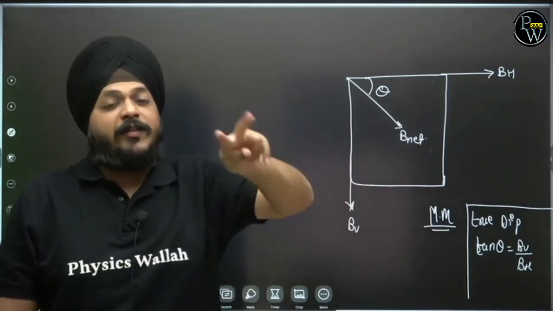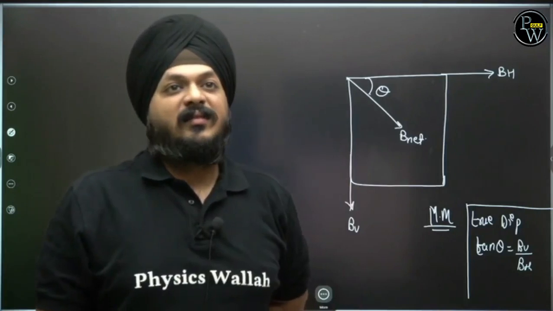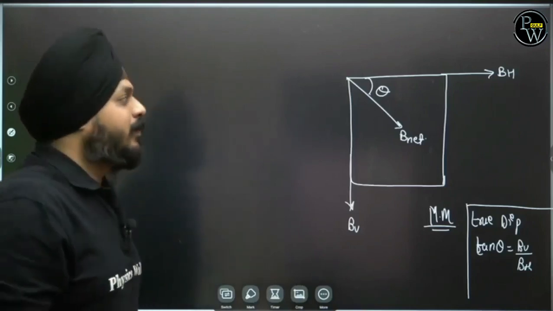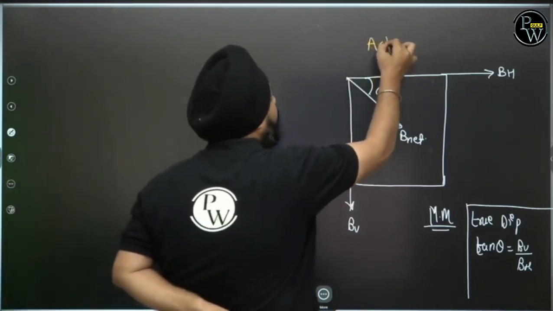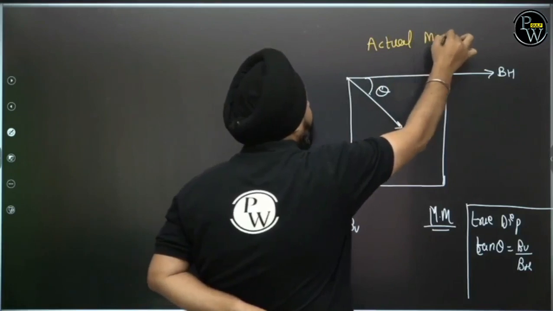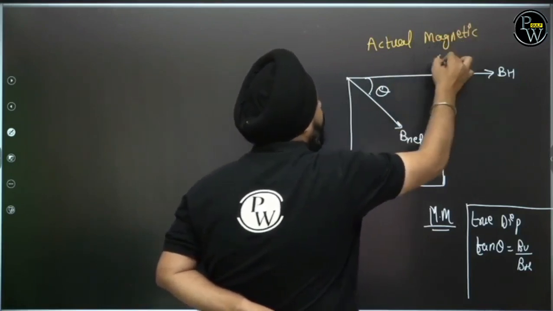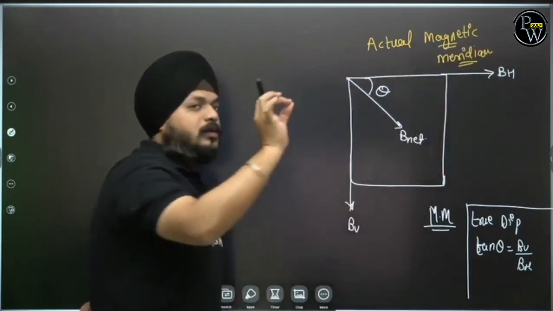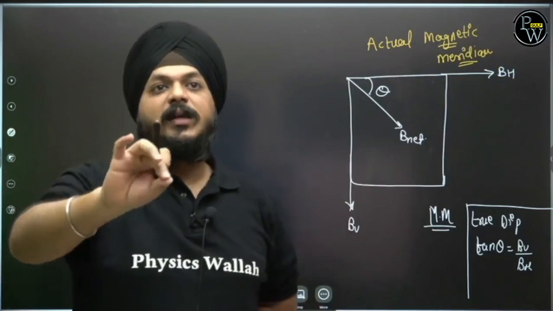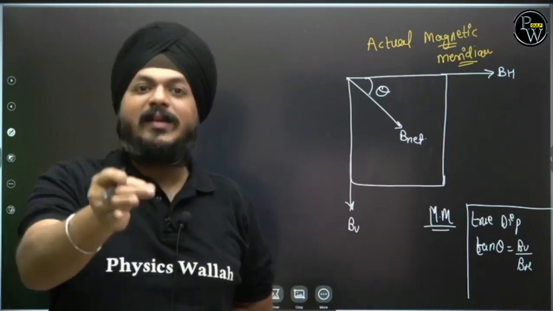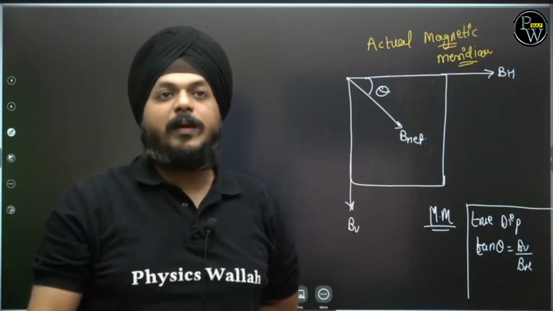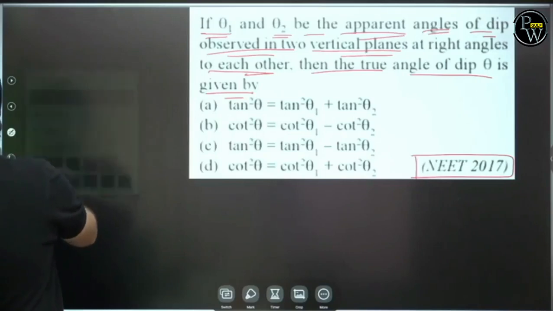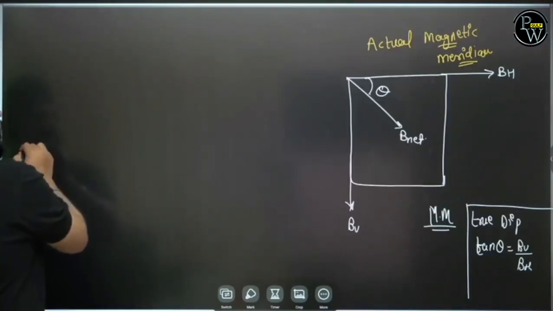But in this question, they have taken two planes. I am going to write it down here. This is the actual magnetic meridian. This differentiation is important, or else you will get stuck. The concept of apparent dip holds a prominent position in the NEET syllabus. Since it was asked in 2017, it has a high possibility of coming in an upcoming examination.